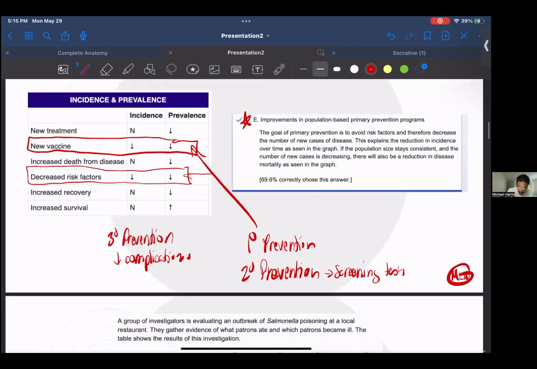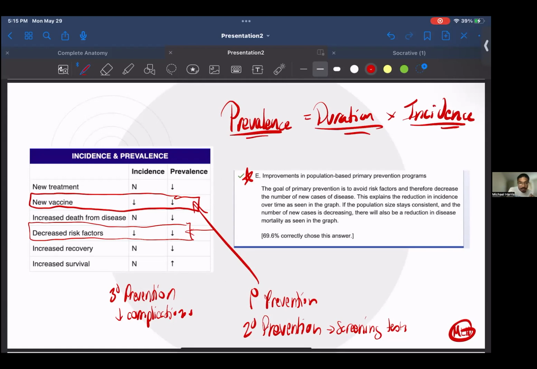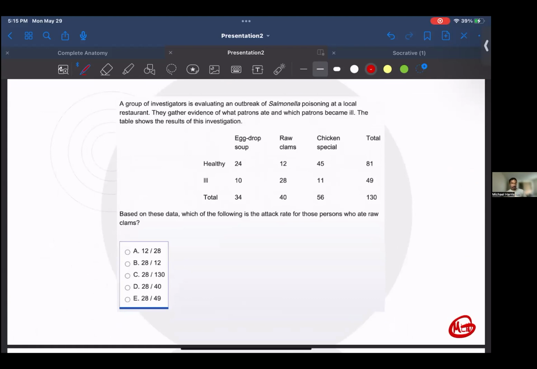Good. Make sure you remember this equation where prevalence equals duration times incidence. That's how it's set up with pertaining to prevalence, duration, and incidence. If you ever want to calculate the prevalence, you find out how often people are getting it and how long they're living, and that gives you your prevalence. Here's our next question. You guys can answer whenever.